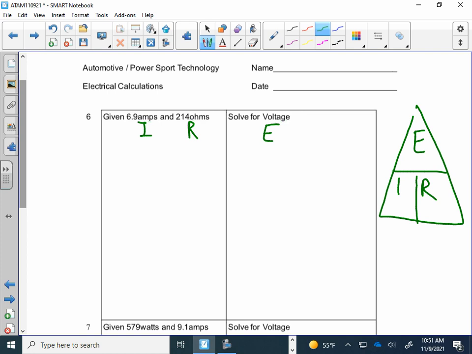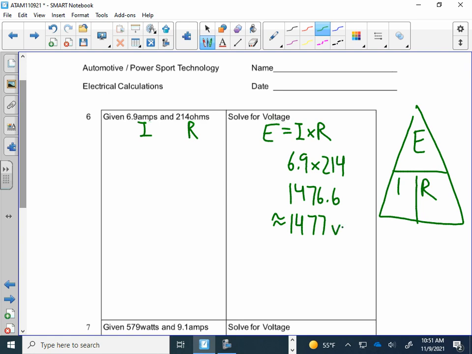So the formula E equals, it's going to be I times R. And we have I and R, so we can multiply 6.9 times 214. Calculator comes out: 1,476.6. We could round that to 1,477. And voltage is measured in volts. Or you sometimes see it abbreviated as a V for volts.